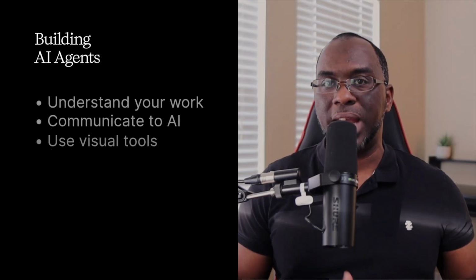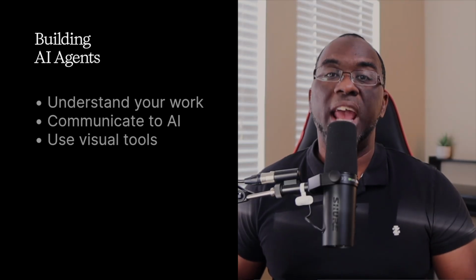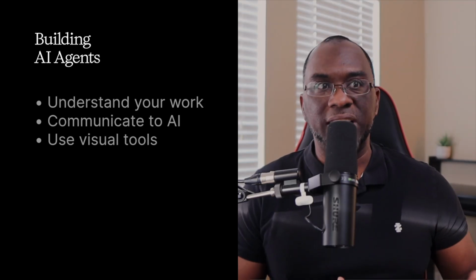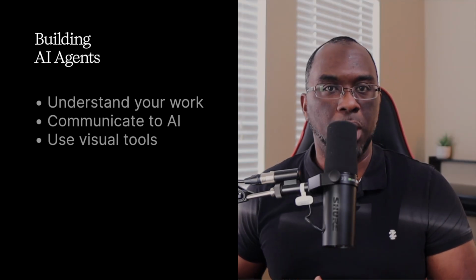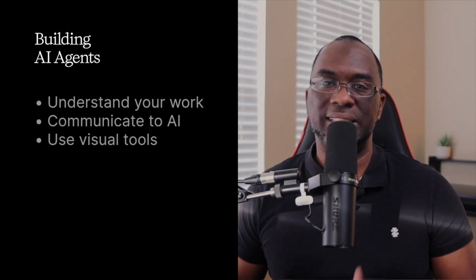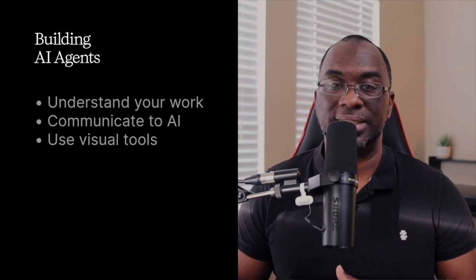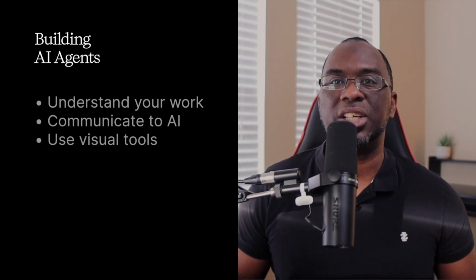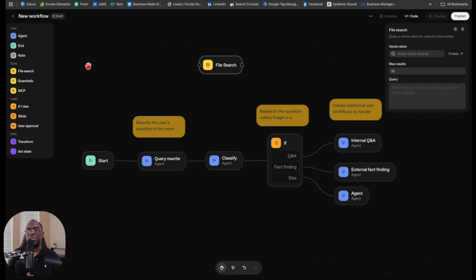Now, in order to build an AI agent, you need to understand your work and your workflow, and you need to have a way of communicating to the AI how you actually do your work. Now, of course, you can write this as a prompt. You can write your instructions in a step-by-step format. I do it all of the time and build AI agents inside ChatGPT. But for a lot of people, it's just easier if you can do it visually. And this is where platforms like OpenAI's Agent Builder come in.